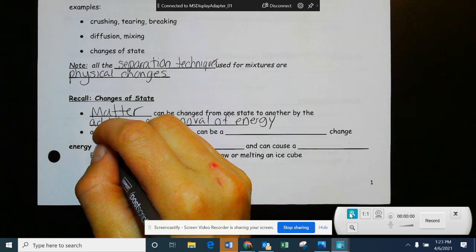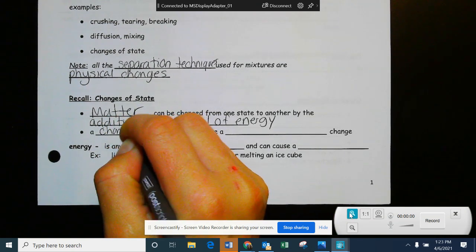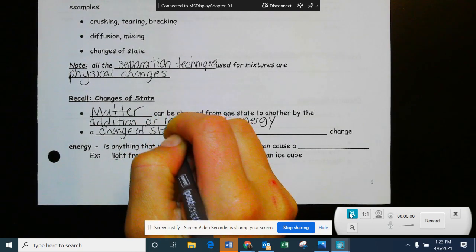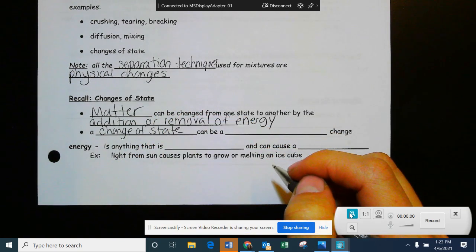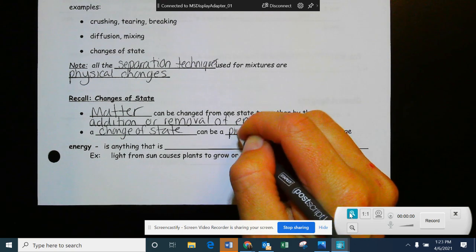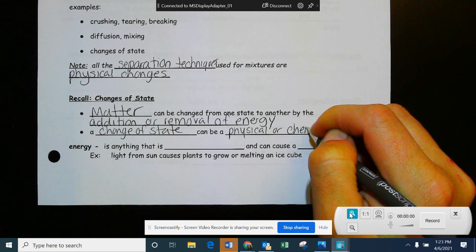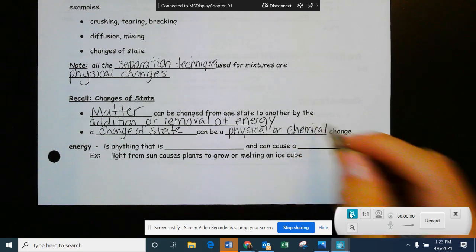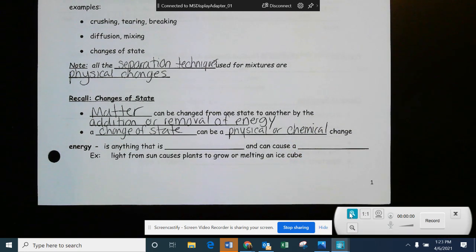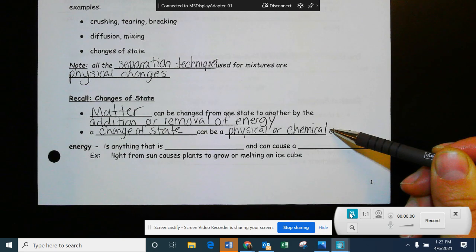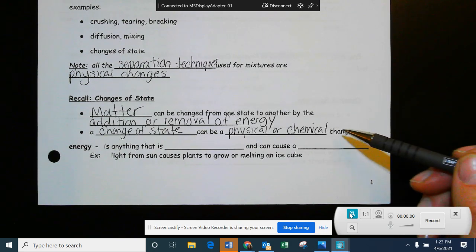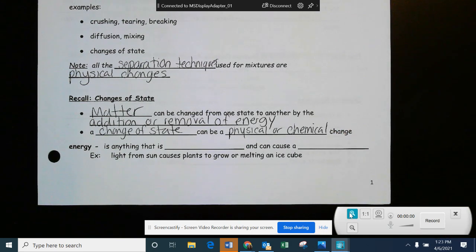And then a change of state can be either a physical or chemical change. And a really good hint to tell you that it's chemical rather than physical is you did not add heat, you did not take away heat. That's a really good indicator to say this change of state was a chemical reaction.